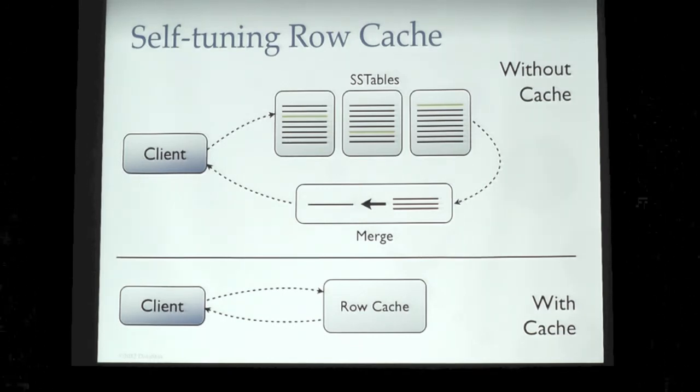This row cache has been around since Cassandra 0.6, so a very long time. But the new part in 1.1 is being able to self-tune the row cache size. So now in 1.1, you just need to tell Cassandra, use 500 megabytes of memory for the row cache, and it will allocate that to all the different column families that you want cached and adjust those sizes automatically.